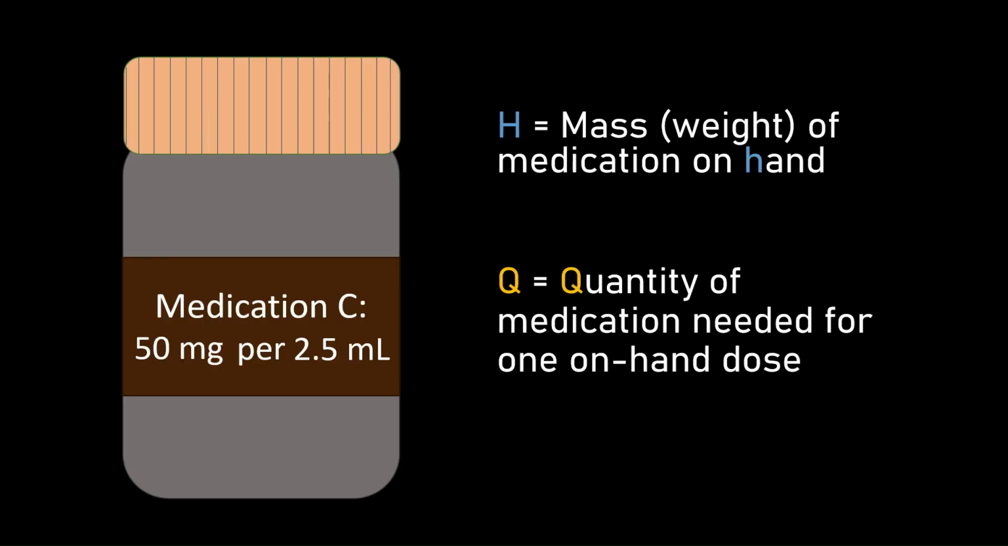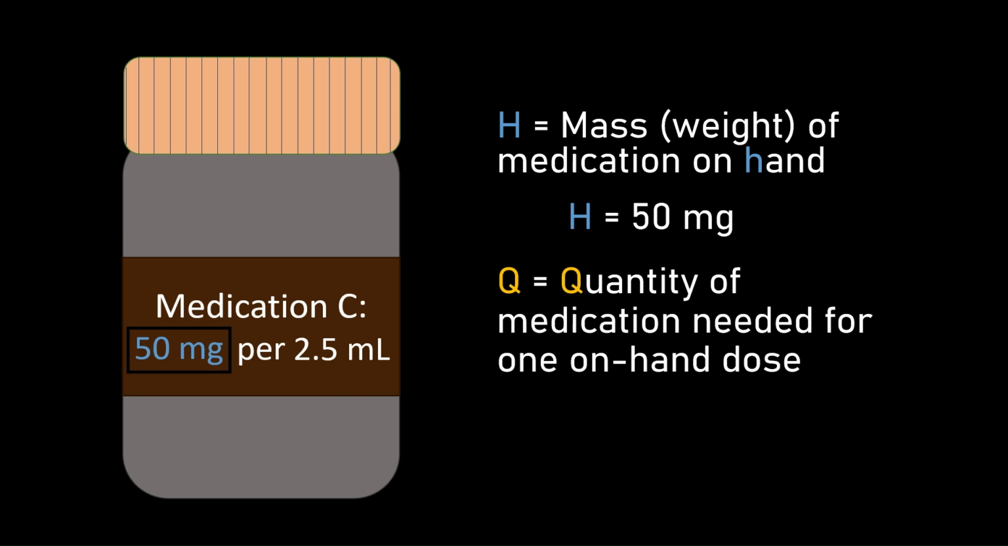H is still the mass of medication that we have on hand, and on this label we can see that the liquid suspension of medication C has 50 milligrams in every 2.5 milliliters of liquid. So our H here is 50 milligrams. Q is a little different.